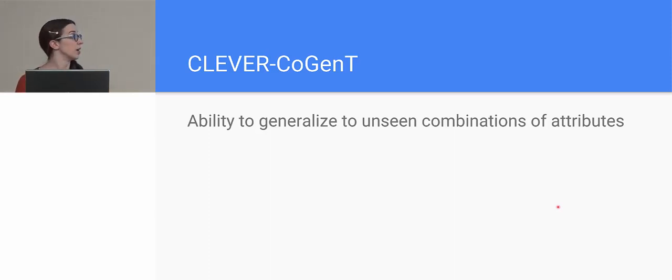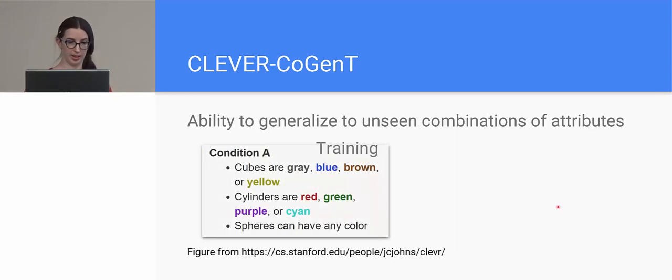So the next question the authors wanted to answer is, can this architecture generalize to new combinations of attributes? So to do that, we have two sets of data. We have condition A, which was used for training. And condition A contains cubes of only these colors and cylinders of only these colors, which are mutually exclusive sets of colors. And then they have spheres of any colors. So the idea is to limit the combinations of attributes.